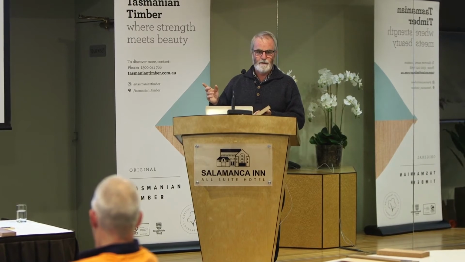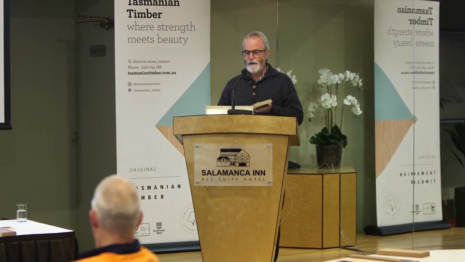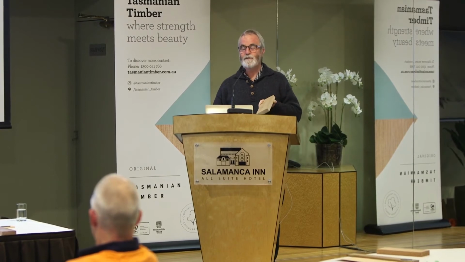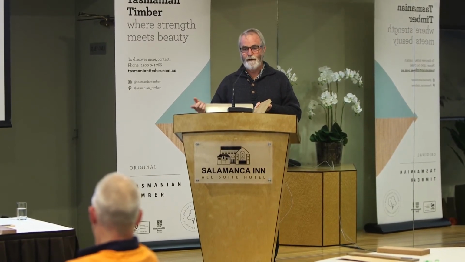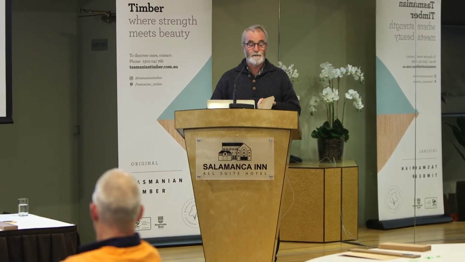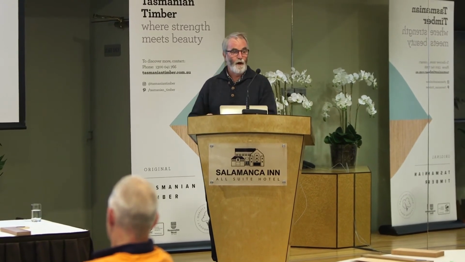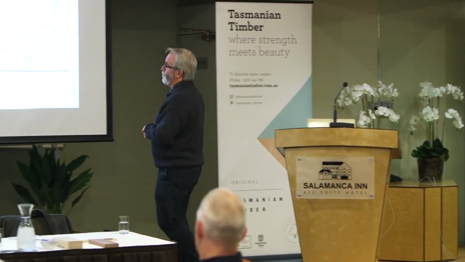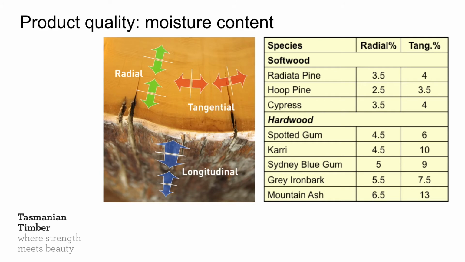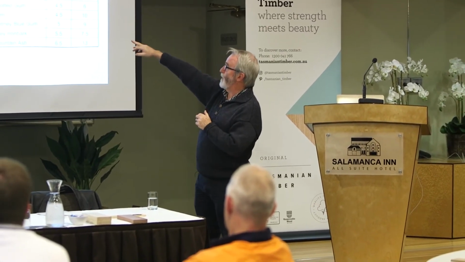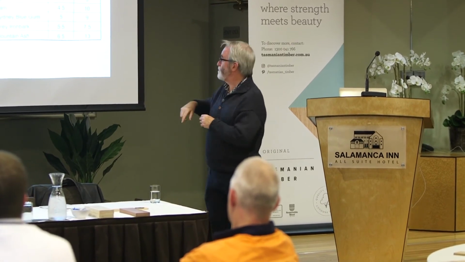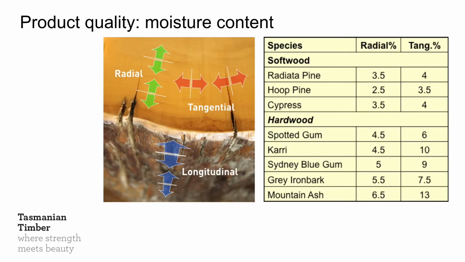Now, that's all very fine, so why do we care? The key thing is that as it gives moisture up and takes moisture in, it gets bigger and smaller. And it gets bigger and smaller in different directions by different amounts. So it will vary longitudinally, that's along the cells. It will vary radially, that's perpendicular to the growth rings. And it will vary tangentially, that's around the growth rings. So if we look at mountain ash here, that's one of the Tas oak species.